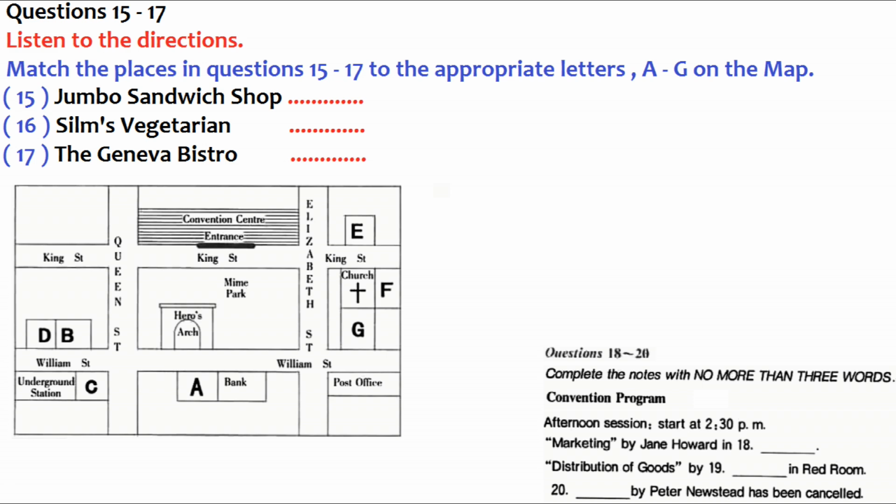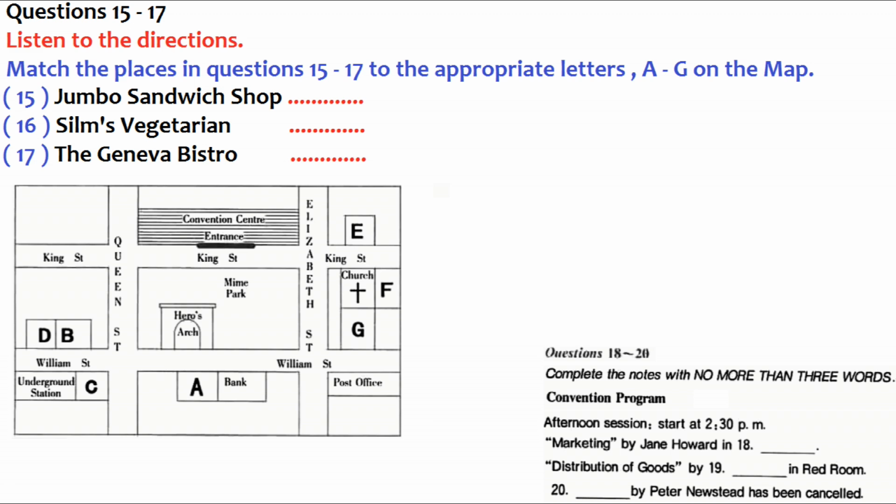For those of you who won't attend the lunchtime meeting, there are plenty of places to go. The famous Italian restaurant, Peroni's, is not too far from the convention centre. From the centre's entrance on King Street, just go straight to the Mime Park. Through the Heroes' Arch, at the other end of the park, cross William Street, and it's right next to the bank. The Jumbo Sandwich Shop for quick snacks is also nearby.